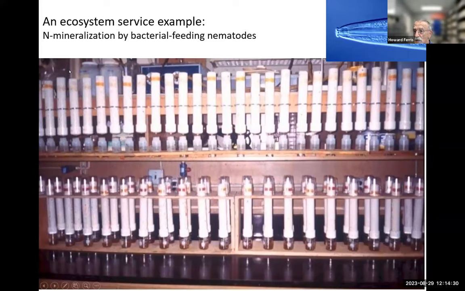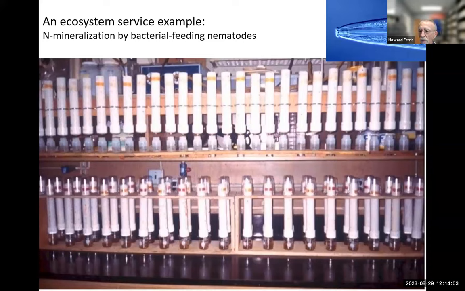Then each day we pour water in the top of this tube, and it has a drain hole in the bottom, and we catch the leachate, and we measure the amount of nitrogen that's in the leachate. So there were either nematodes present or nematodes not present, right? So we have a combination of each species of nematodes present or absent.